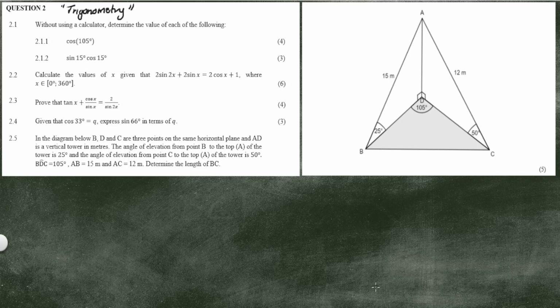All right, now question 2. It's a question on trigonometry. So we have how many questions? Let's see: 2.1, 2.2, 2.3, 2.4, 2.5. It's okay, it's a packed question.